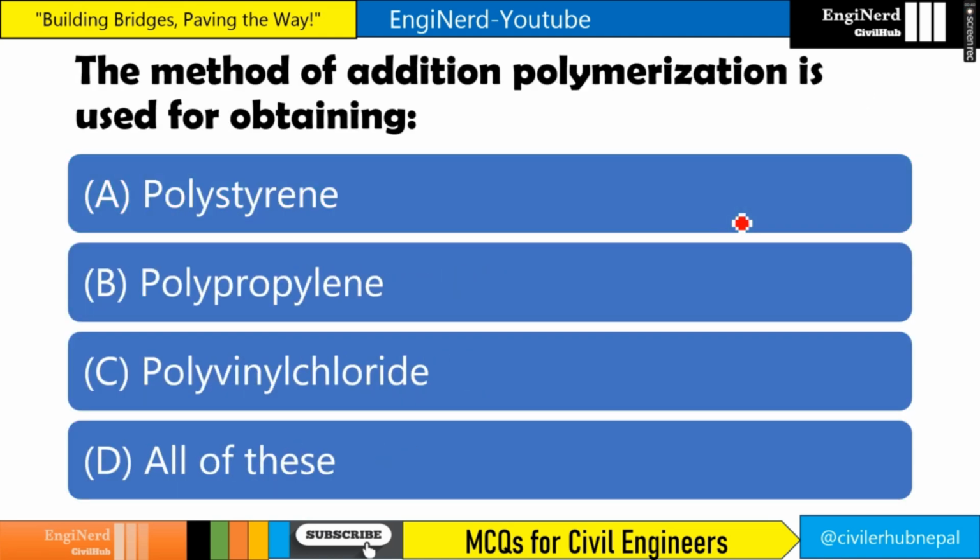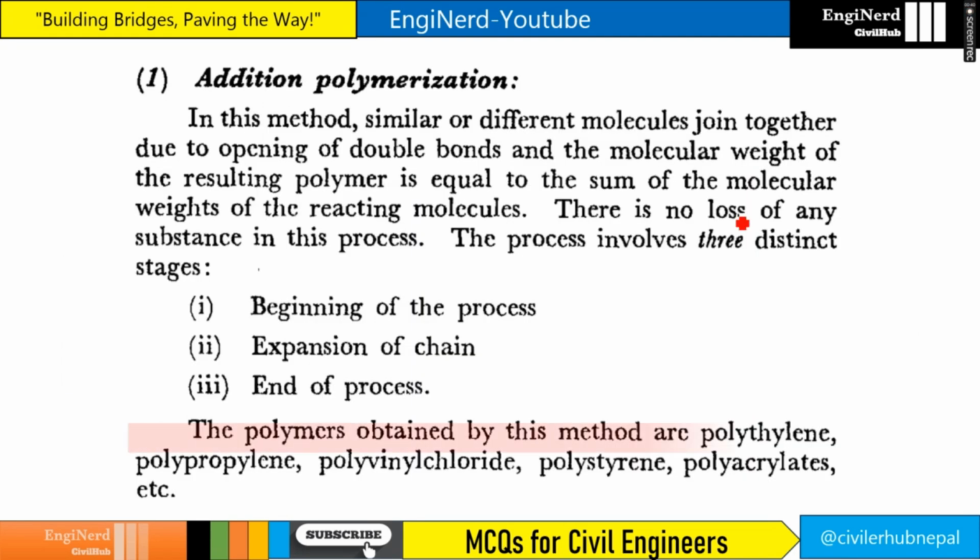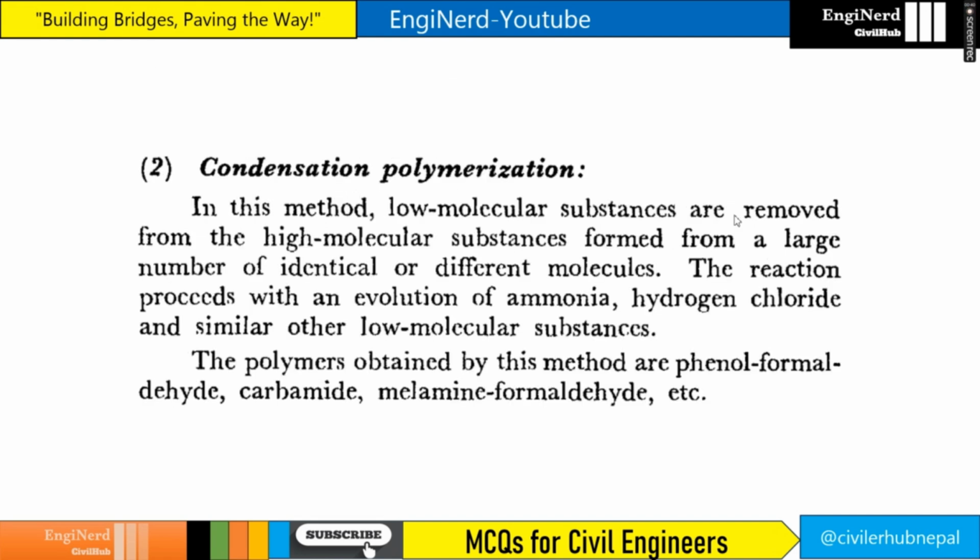The method of addition polymerization is used for obtaining what? All of these: polystyrene, polypropylene, polyvinyl chloride, all of these is the answer. If you see here in the addition polymerization, polymers obtained by this method are polyethylene and polypropylene, polyvinyl chloride, polystyrene, polyacrylate, right? So our answer is all of these.